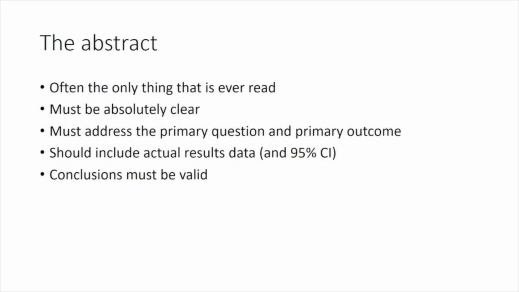The abstract. It's often the only thing that's ever read. It must be absolutely clear. As a reviewer, you should go through the abstract word by word to indicate that every word needs to be there and everything is correct. It has to address the primary question and the primary outcome and should include actual data along with 95% confidence interval. And the conclusion of the abstract, those two sentences are probably the most important sentences in the entire paper. So they're the ones you have to focus on and make sure that those conclusions are valid, because those are the two sentences that are most likely to get read.